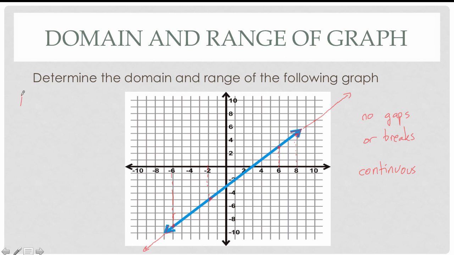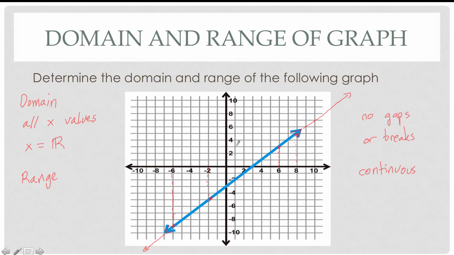So my domain for this linear function, domain is all x values. I'll write it a bunch of different ways. All x values, there's no limit. Or another way to say it is x equals all real numbers. There's kind of a fancy way of writing an R for all real numbers. So x can be anything. X can be any value. There's no limitation.